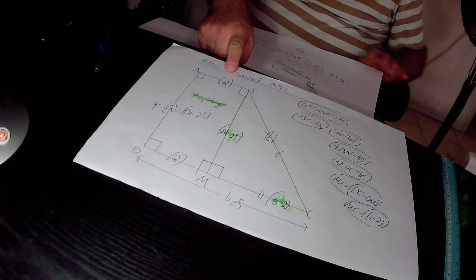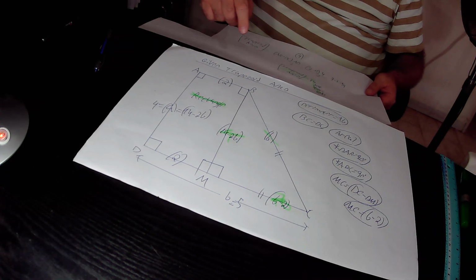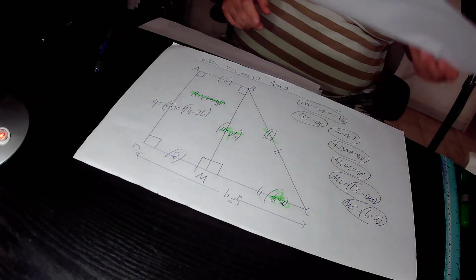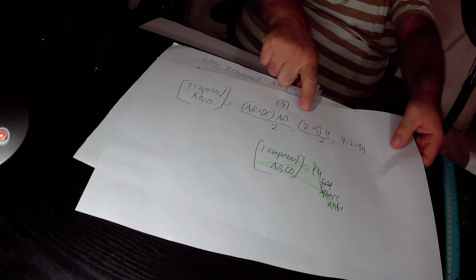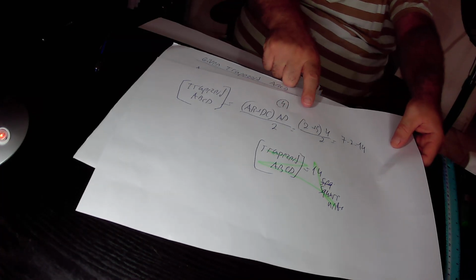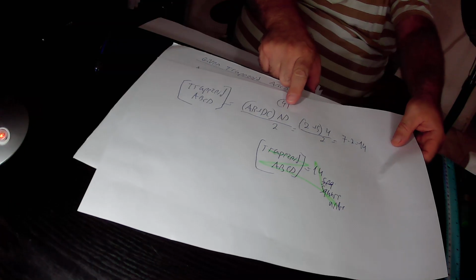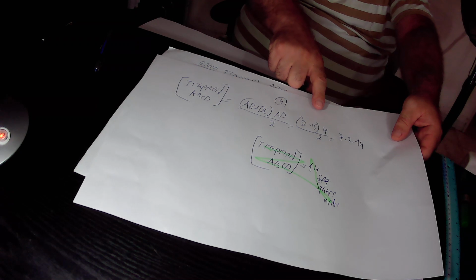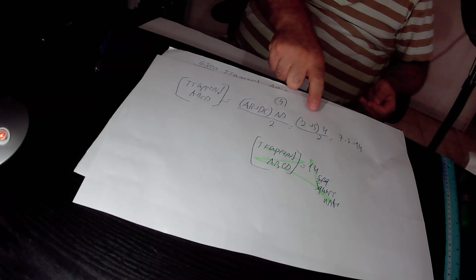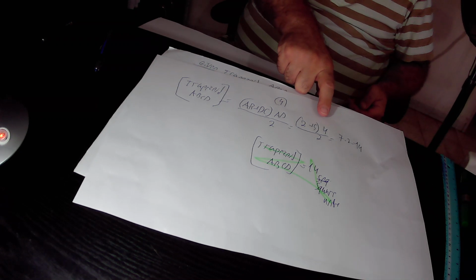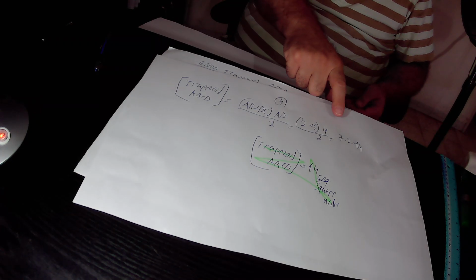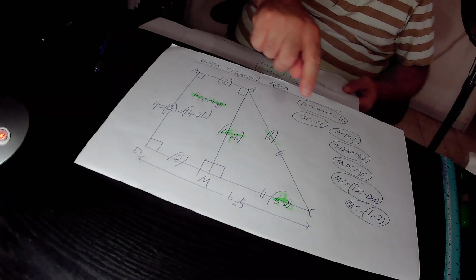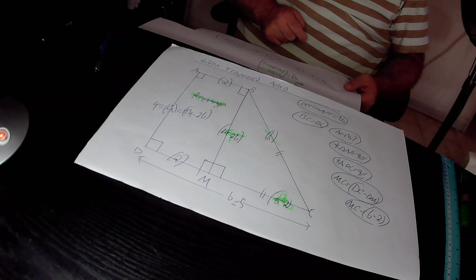AB is 2 plus DC. DC is b and b is 5. And we have times AD. AD is 4, divided by 2. So 2 plus 5 is 7, and 4 over 2 is 2. So in total, this expression equals 7 times 2, that is 14. So we find that the area of this trapezoid ABCD is equal to 14 square units.